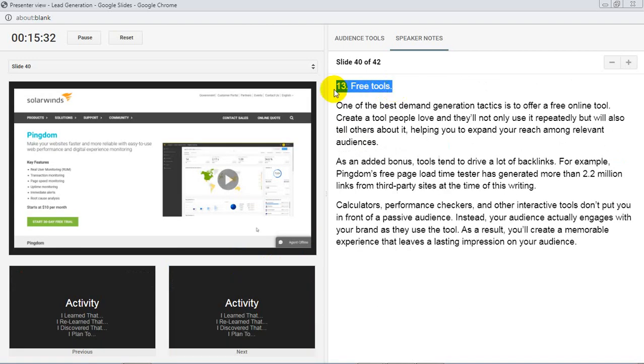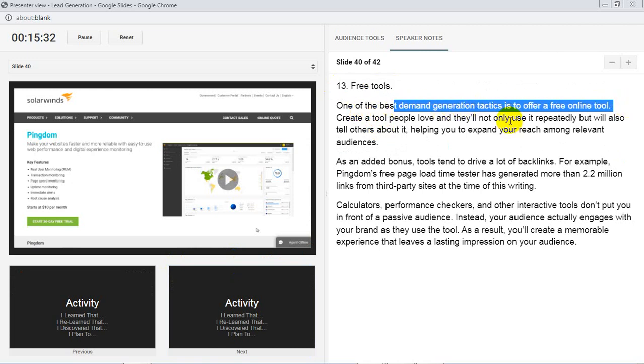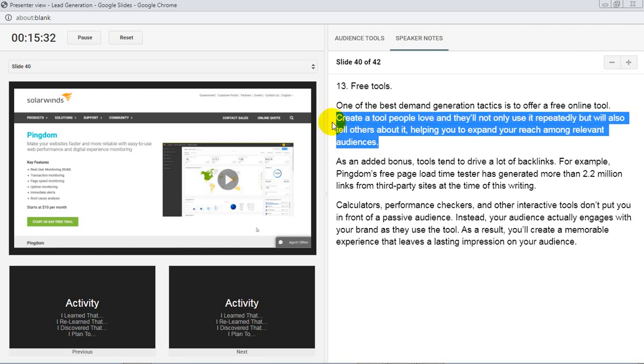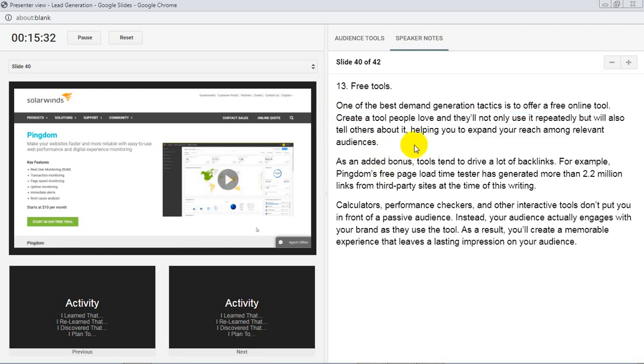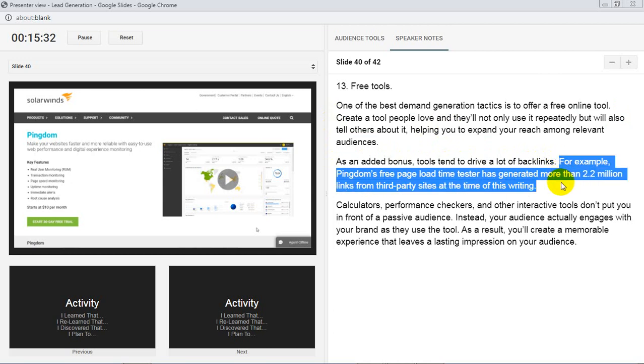13. Free tools. One of the best demand generation tactics is to offer a free online tool. Create a tool people love and they'll not only use it repeatedly but will also tell others about it, helping you to expand your reach among relevant audiences. As an added bonus, tools tend to drive a lot of backlinks. For example, Pingdom's free page load time tester has generated more than 2.2 million links from third-party sites at the time of this writing.